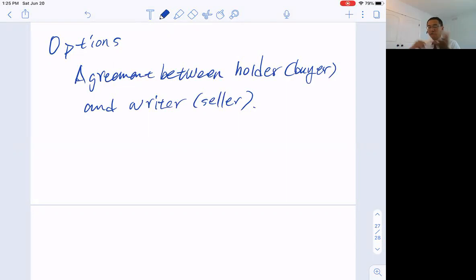And similarly, we can sign a contract where I say, I reserve the option to sell you 2 million pounds anytime during the next year at this specified exchange rate.